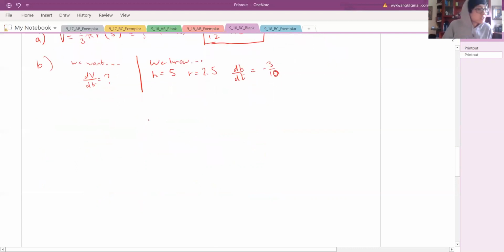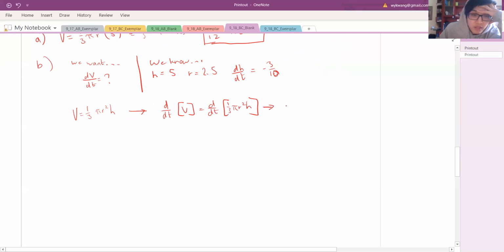So the equation we're going to use is V equals 1/3 pi r squared h. Once we find the equation of interest, what's the first step? First step is always, let's differentiate it. Now let's do some implicit differentiation with respect to time. So d over dt of V is equal to d over dt of 1/3 pi r squared h.